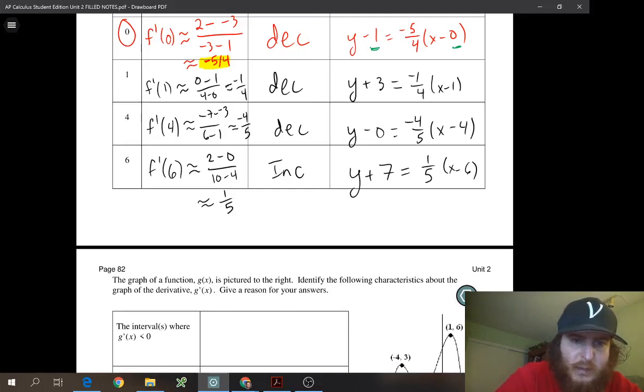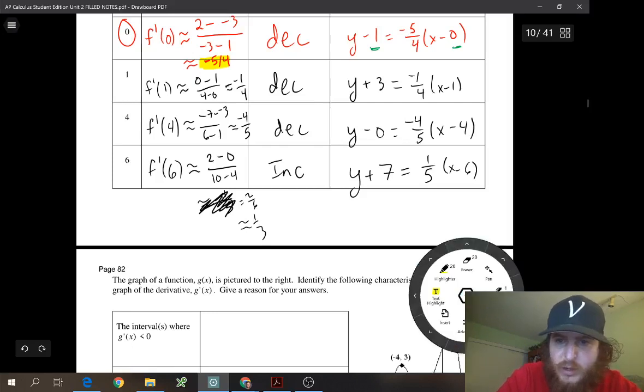I totally messed this up. 10 minus 4 is 6. So 2 over 6. Hopefully you caught that. 2 over 6 is 1/3. So this should have been 1/3, not 1/5.